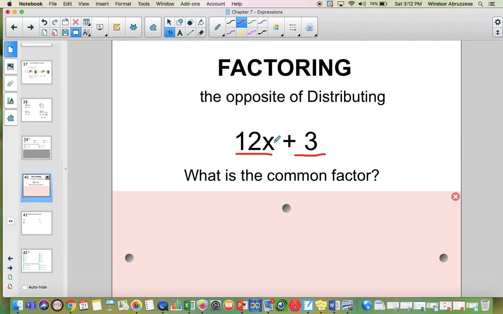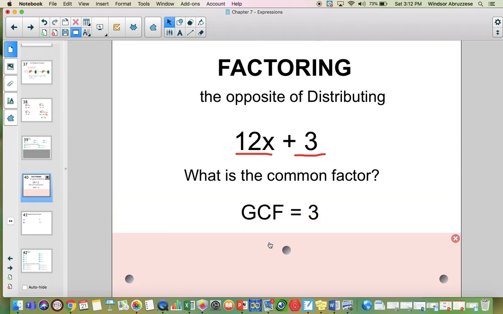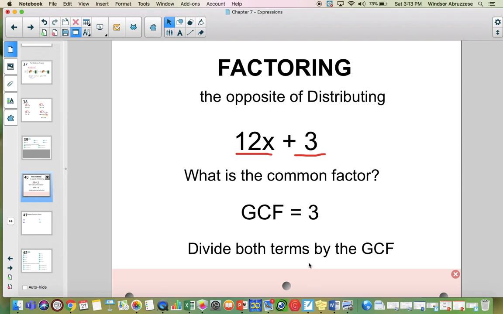Well, they both don't have an x, so that's something they don't have in common. So really, we're going to be focused on the 12 and the 3. So let's move this down. Okay, and if I think of 12 and 3, what is the greatest common factor? Well, it has to be 3 because the only factors of 3 are 1 and 3, and we're not going to use 1. So my GCF is 3. So in order to factor this, you take the GCF out of each term. And what I mean by that is you're going to divide both 12x by 3 and 3 by 3. So you're going to divide both terms by the GCF.